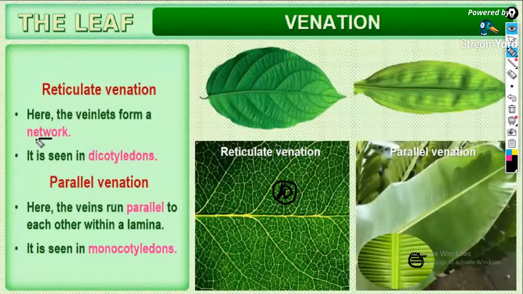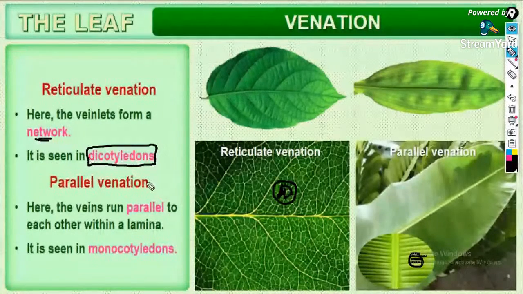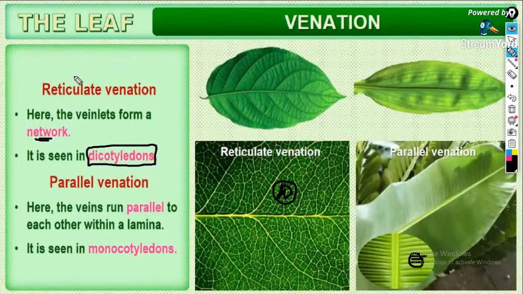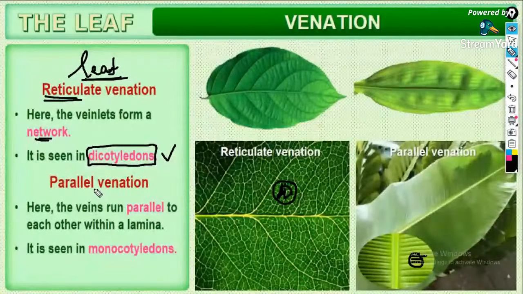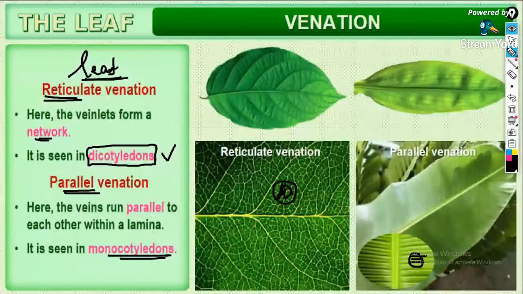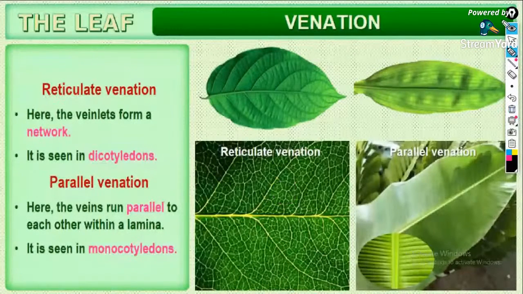So I have to get the leaf. No need to go to the surroundings because it's COVID all over. Just collect a leaf in your locality, in your home itself, from a dicot plant showing reticulate venation and the parallel venation shown by a monocot plant. Perfect. This is how we learn biology.